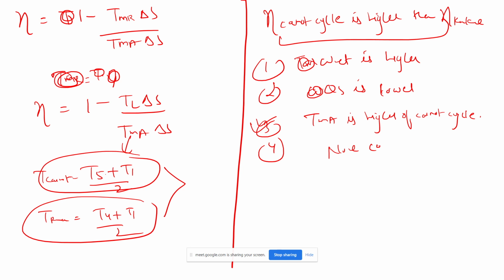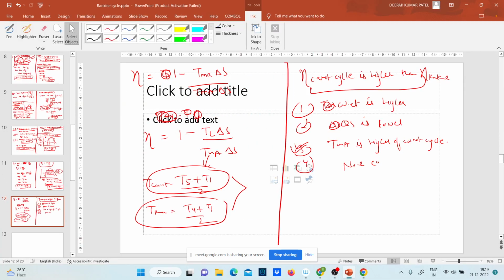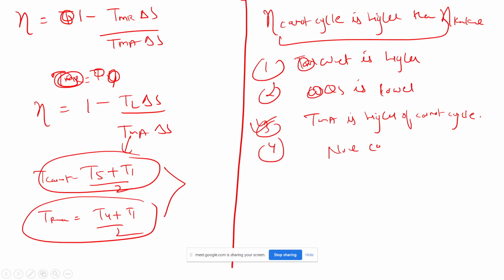What is the time right now? Okay, so we'll stop here only today, because it is already 7:19. So in the next class we'll discuss that part, because I have to also study that part. I don't know that part.